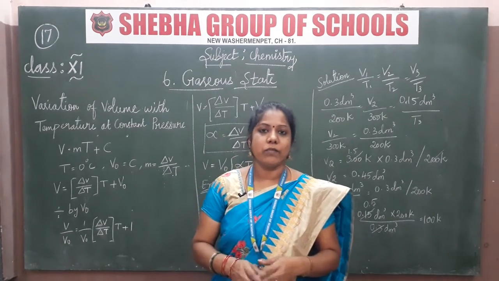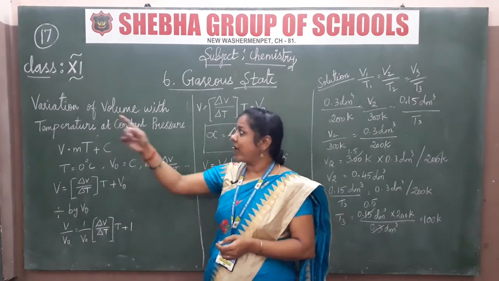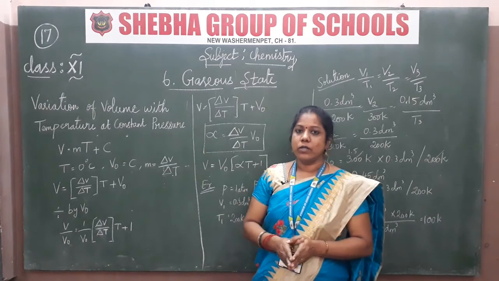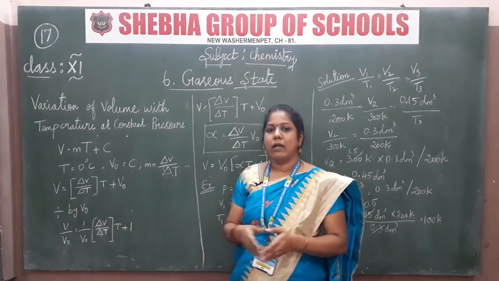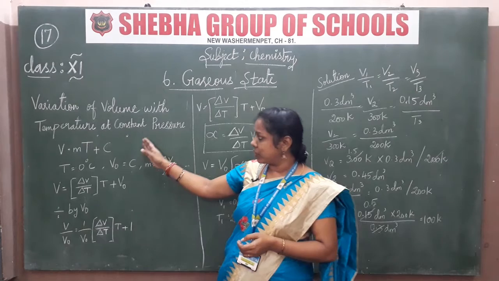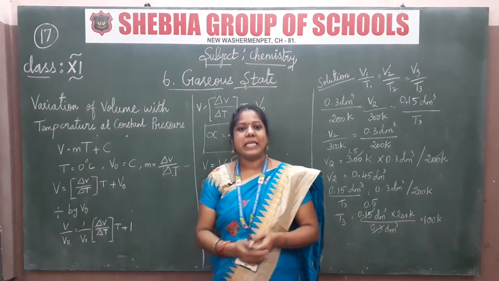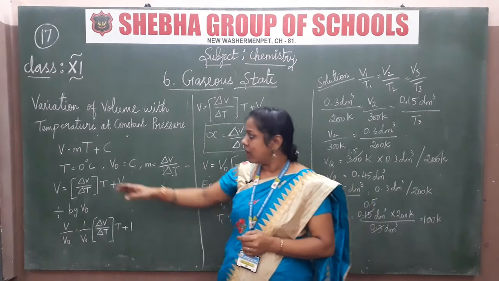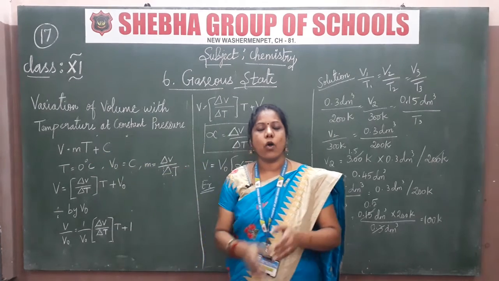Today we have to continue this gaseous lesson, and the concept for today is the variation of the volume with temperature at constant pressure. So how can we understand this through the formulas? First of all, you have to understand the formula for the variation of temperature and volume. V is equal to mT plus c, that is the general formula for the variation of volume and temperature. In this, m and c are constants.